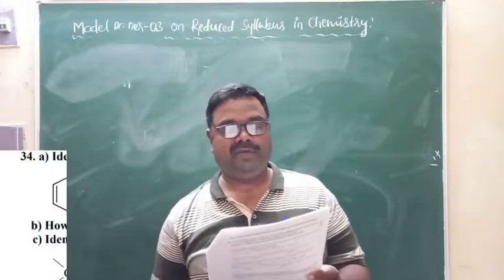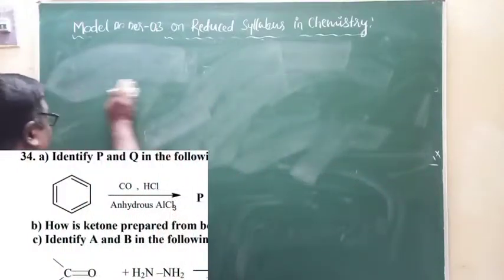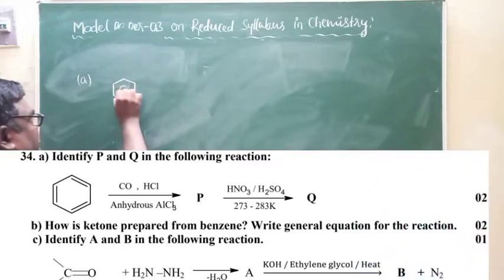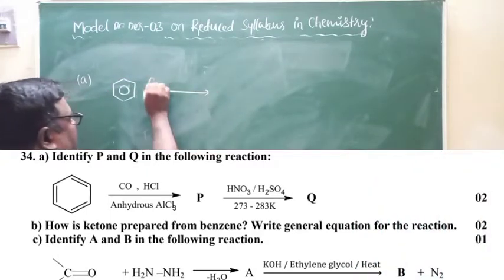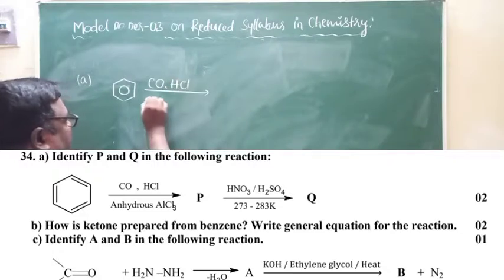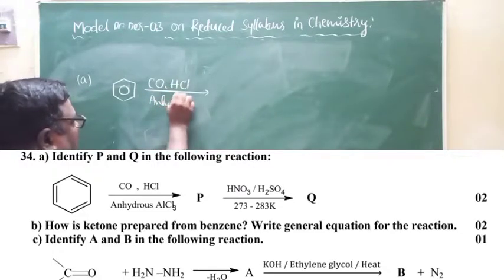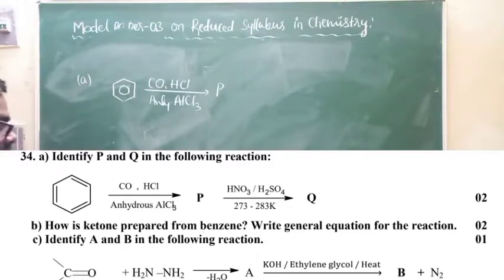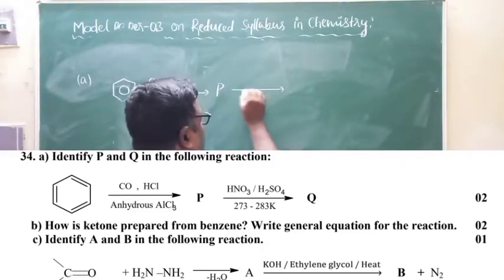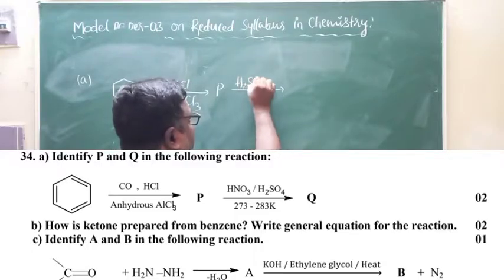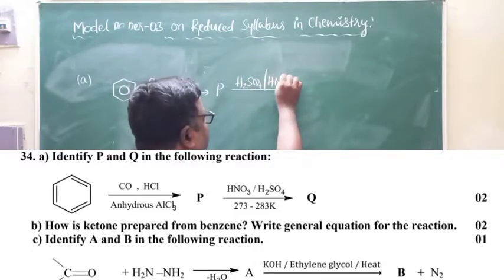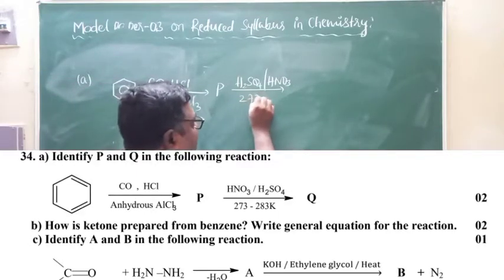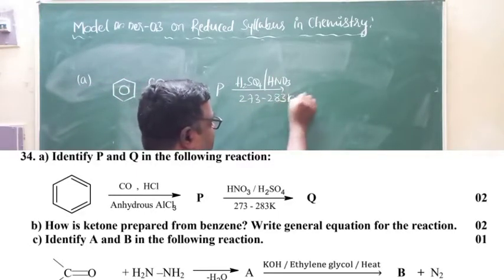Identify P and Q in the following reaction. A reaction is given. Look at this. This is benzene. Above the arrow, carbon monoxide, HCl and anhydrous aluminum chloride are there. This I have taken as P. With this, P undergoes concentrated sulfuric acid and concentrated nitric acid, which immediately reminds us of nitration, at about 273 to 283 Kelvin. So you are going to get Q.